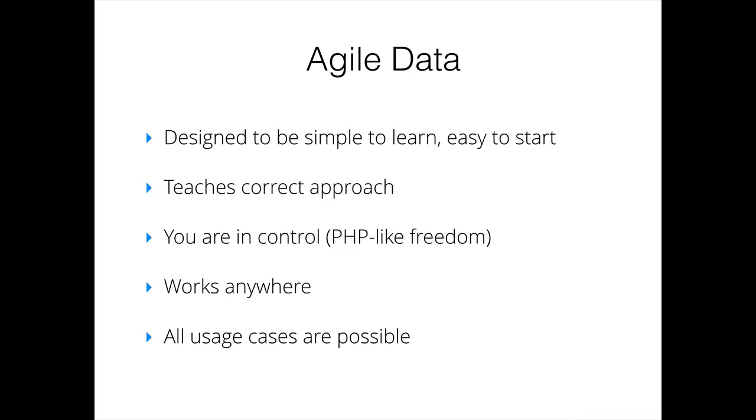For developers, it needs to place them in control. I love PHP, you guys love PHP, and I believe the framework shouldn't look at Java or Ruby. Instead, it should be very PHP-like. Agile Data works anywhere. You can use it in WordPress, you can use it in any framework. It has very little dependencies, and you just attach it, and you build your business logic with Agile Data.